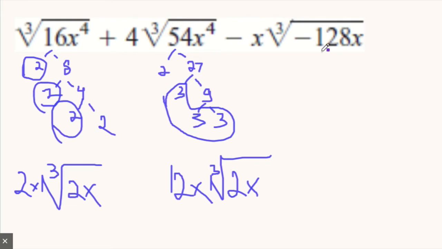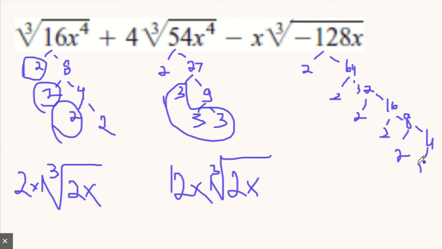Now let's do the last one. 128 divided by 2 is going to give us 64. Take 2 out, 32. Take 2 out, 16. Take 2 out, 8. Take 2 out, then 4. And 4 is just 2 times 2.